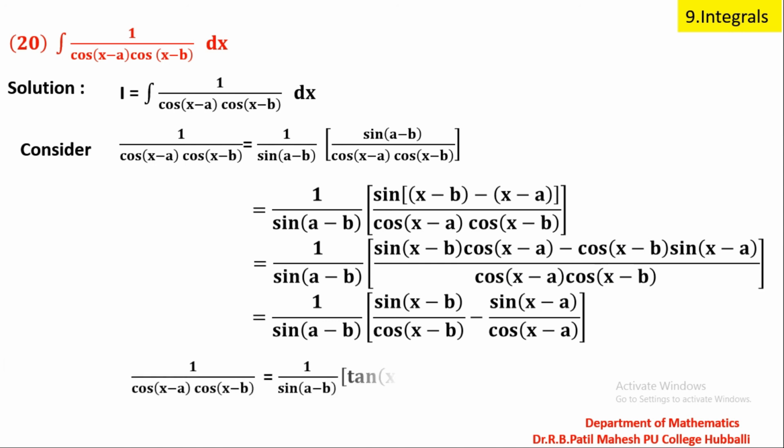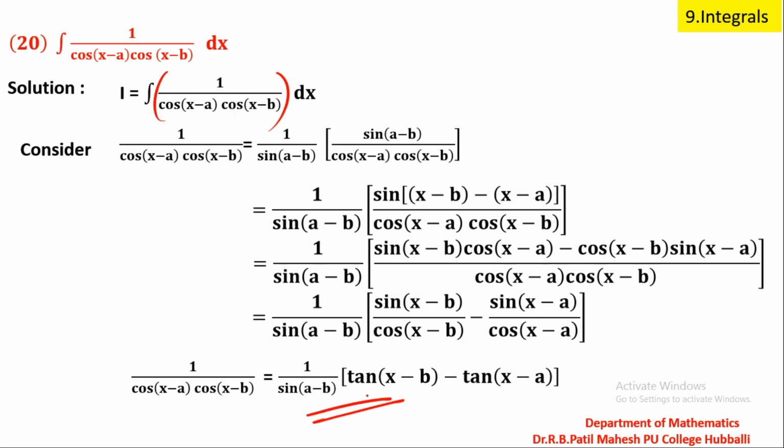Therefore, finally, 1 upon cos of x minus a into cos of x minus b can be taken as 1 upon sin a minus b. Sin upon cos is the tan of x minus b. Sin upon cos, again tan of x minus a. So this is the simplest form of the given integrand, that is 1 upon cos of x minus a into cos of x minus b, that is here.